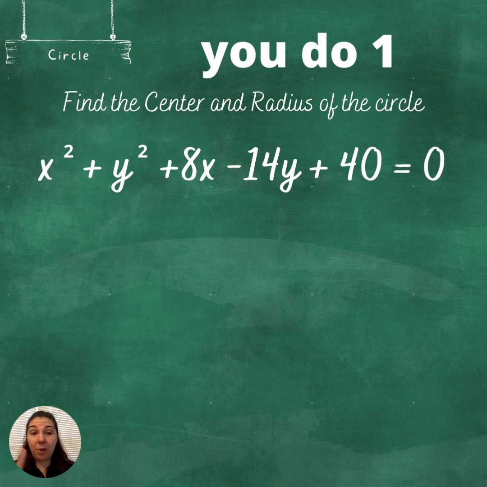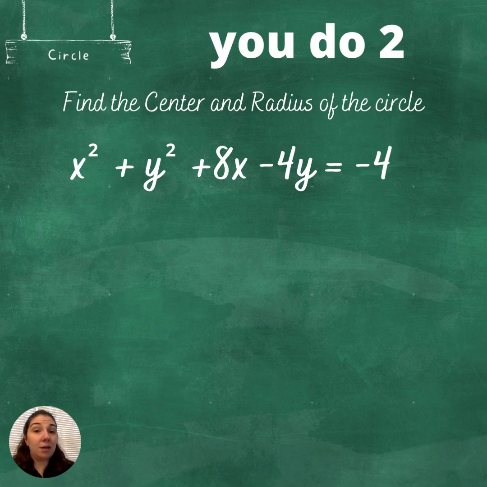So that's you do number 1. I gave you 2 just in case you wanted a second problem to practice. So here's the second one. So the second you do is x squared plus y squared plus 8x minus 4y equals negative 4. So again, use completing the square to write the equation of the circle, and then from there you can identify the center and the radius.